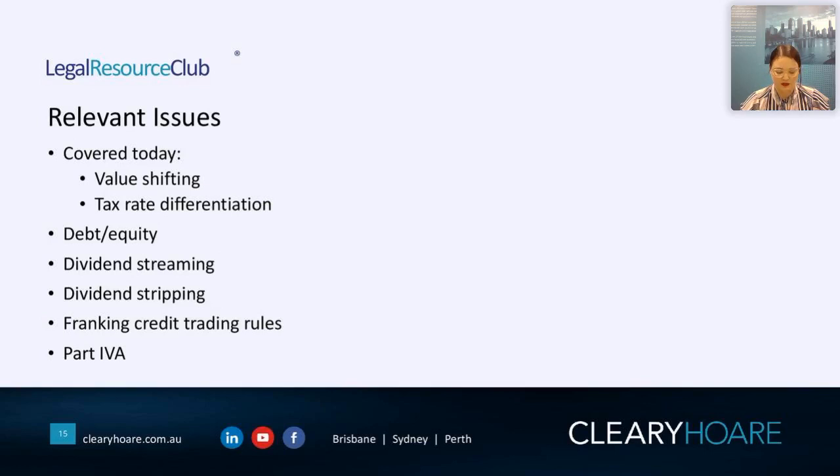The second one I'll just briefly touch on is dividend streaming. Dividend streaming applies where franking credit benefits pass to certain shareholders greater than those passing to other shareholders. So this happens when a fully franked dividend is declared to one shareholder, whereas an unfranked dividend would be declared to another. So obviously these provisions don't apply when all dividends are paid to one shareholder and the dividends are franked to the same extent, which is what we would have in these circumstances.